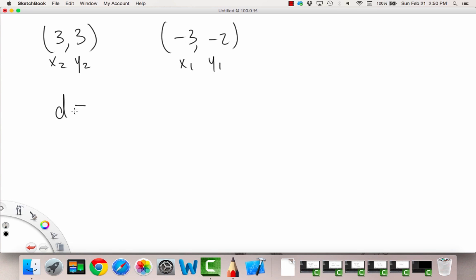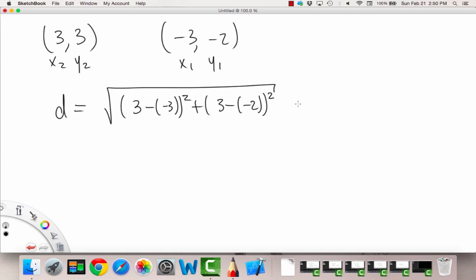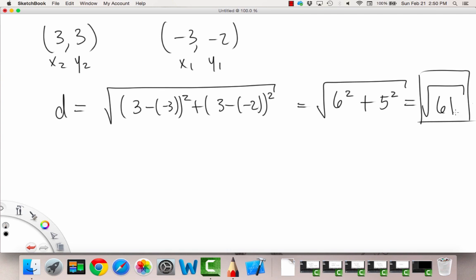Now let's find the distance between the points. It shouldn't change, so let's verify that. If we have x2, 3, minus a negative 3, squared, plus 3 minus a negative 2 squared, this turns into the square root of positive 6 squared plus positive 5 squared, which again equals the square root of 36 plus 25, which gives us the positive square root of 61. So it is indeed the same. It doesn't matter which one you make your x1, y1 and x2, y2. It'll come out the same way.